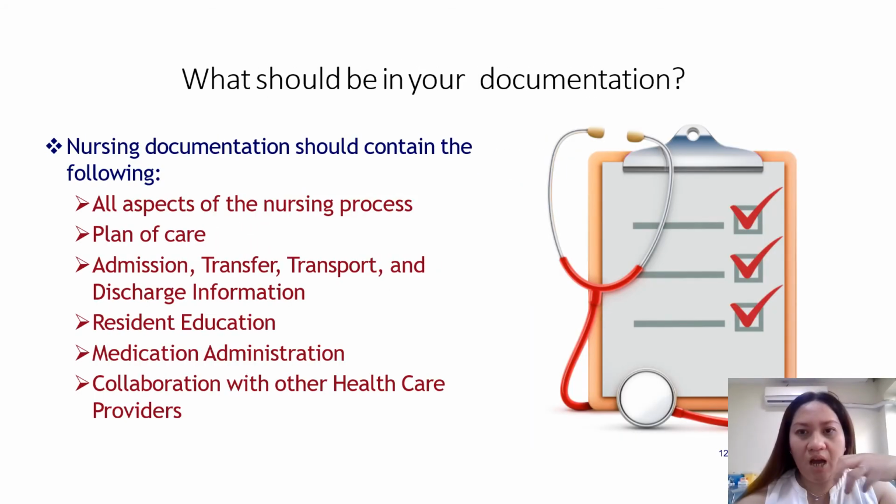So what should be in our document? Nursing documentation should contain the following: all aspects of the nursing process. So the assessment, the diagnosis, the plan of care. Admission, transfer, transport, and discharge information must be reflected there. The patient's education or resident education, medication administration reflected on the medication sheet, collaboration with other healthcare providers.